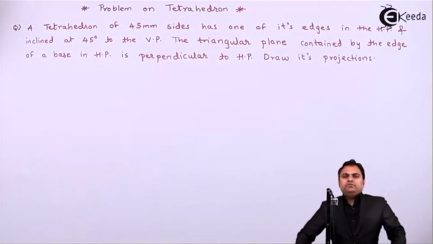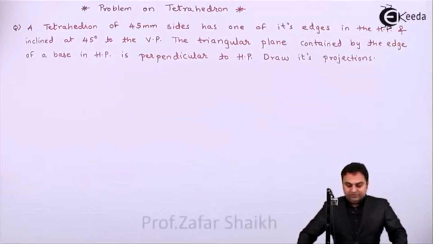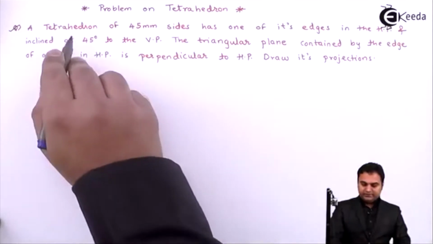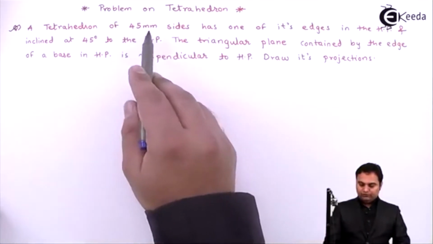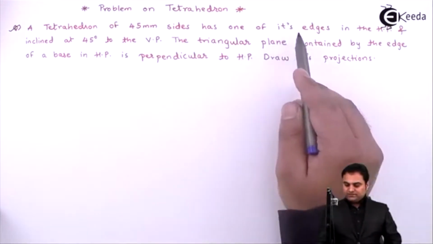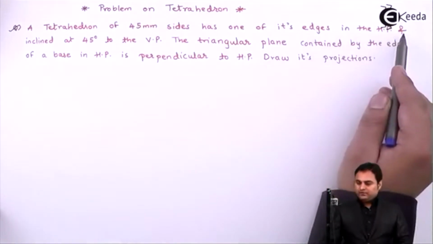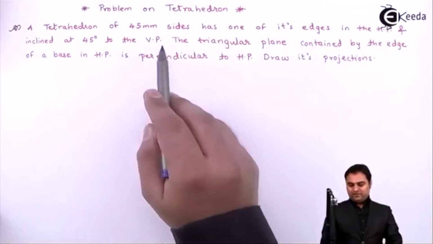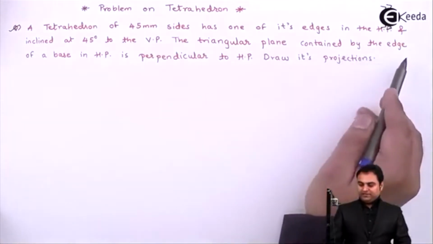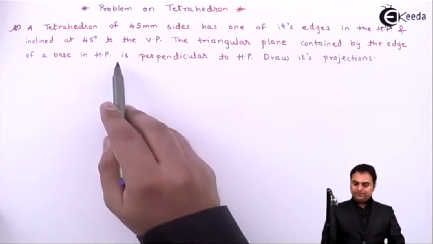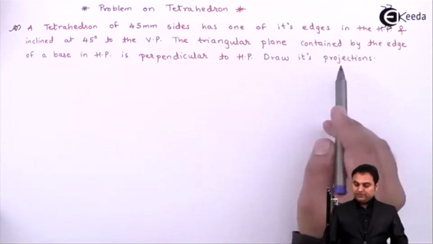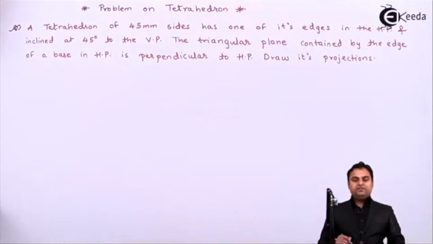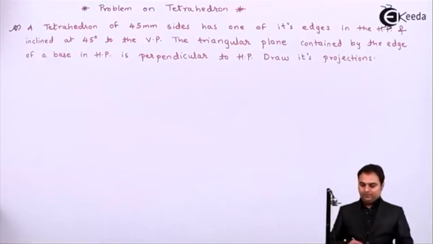In this video, we are going to see a problem on tetrahedron. Here is a question. A tetrahedron of 45 mm sides has one of its edges in HP and inclined at 45 degree to VP. The triangular plane contained by the edge of a base in HP is perpendicular to HP. Draw its projections. Whatever the conditions are given in this question, I'll explain it in the problem.